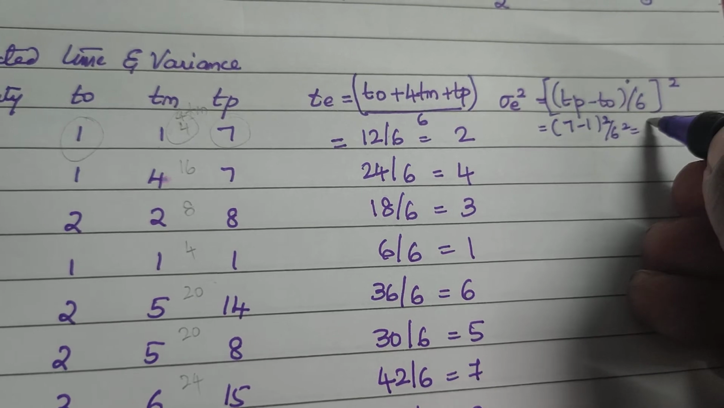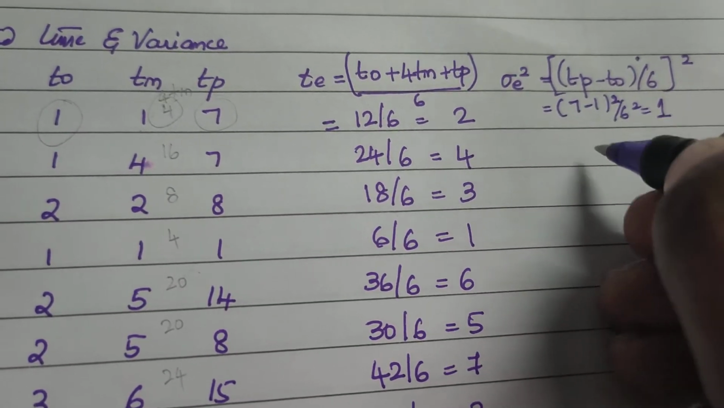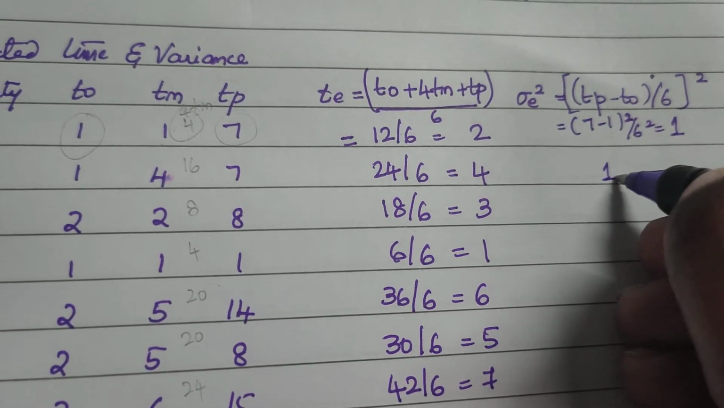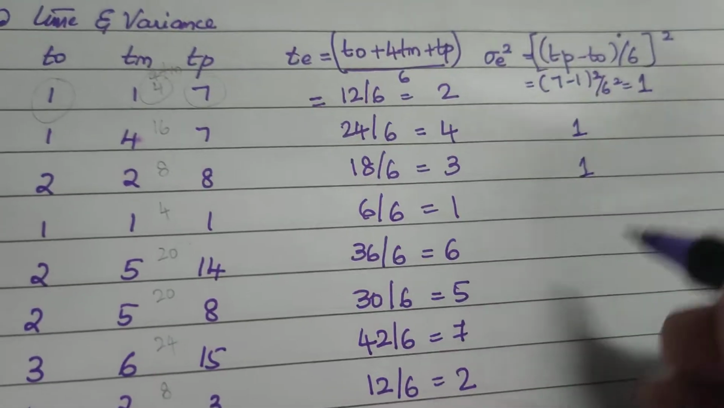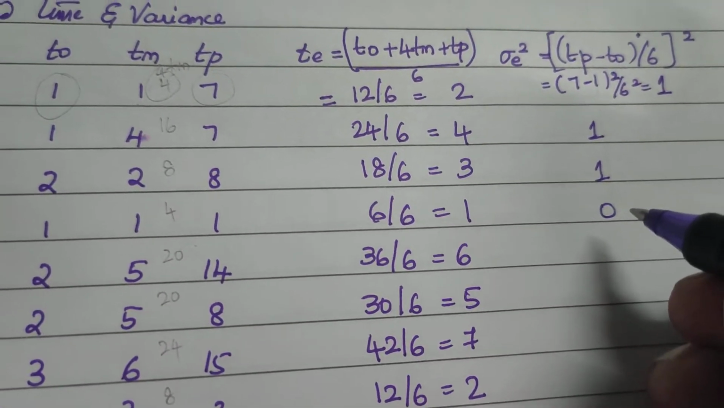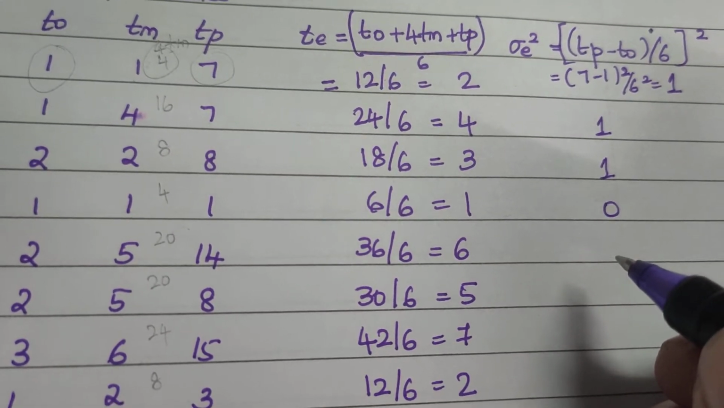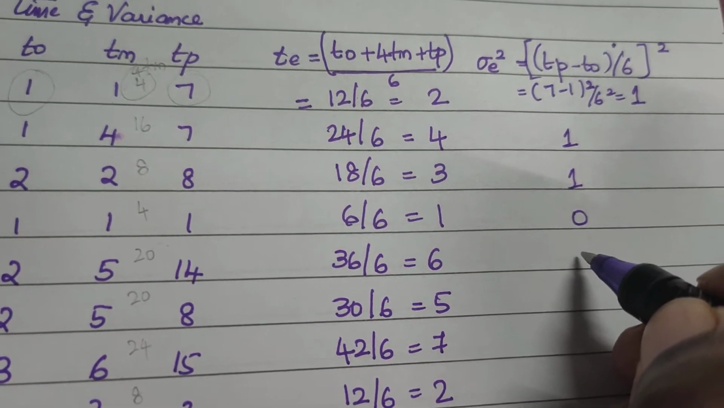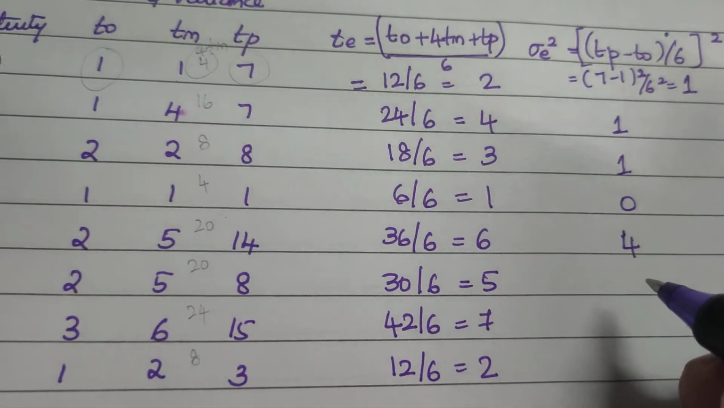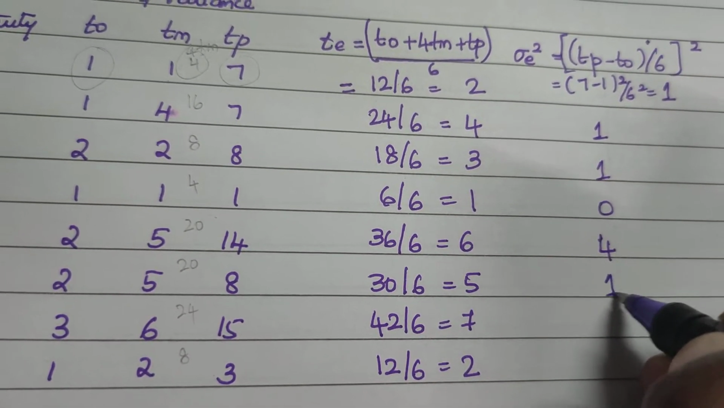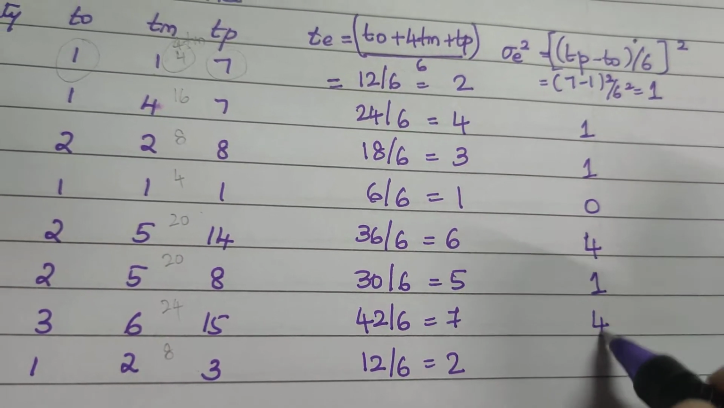That is 6 square by 6 square, you have 1. Second one is also 6 by 6, 1. Third one is also 6 by 6, 1. Fourth one is 0, no issues. 14 minus 2, 12 by 6, you have 2 square, that is 4. The next one is again 6 by 6, 1. The next is 12 by 6, 2 square, 4.